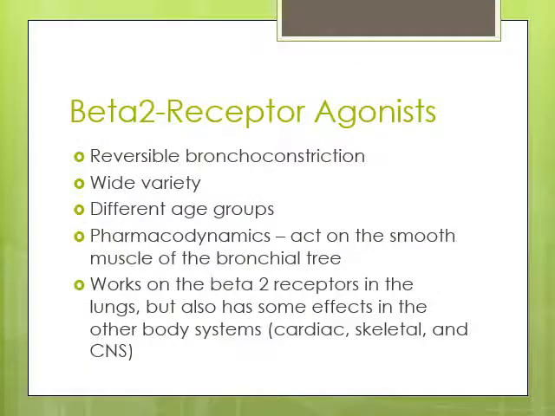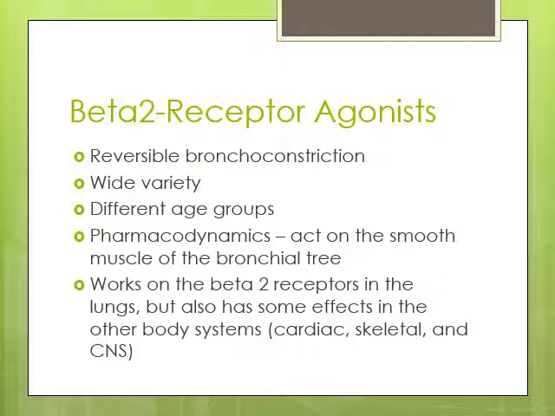Now, beta-2 receptor agonists are used for a lot of different age groups, from real small in the pediatric population to the elderly population. So it's truly a medication that is used across the lifespan. It is used to treat reversible bronchial constriction caused by asthma, reactive airway disease, or COPD. And there's a lot of different forms and delivery systems used for this class of medications.